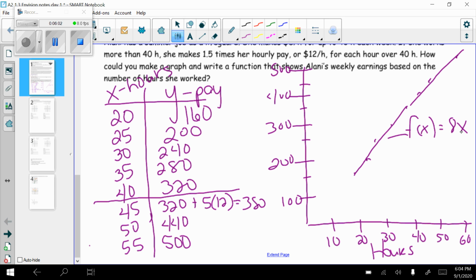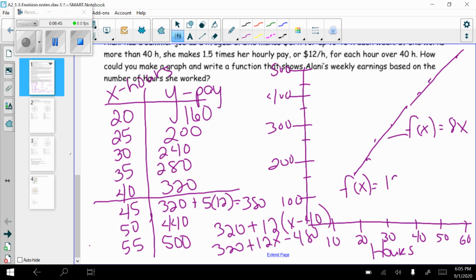This next graph is the 8x plus what we did over here, the 12x. So I can start out and say, okay, we are looking at $320 for the first 40 hours. Then we have to add to that $12 for every hour she works past 40. So I could say x minus 40. So then I'm going to work that out. 320 plus 12x minus 480. So when I combine like terms, I end up with 12x minus 160.